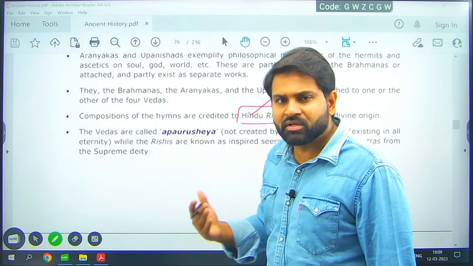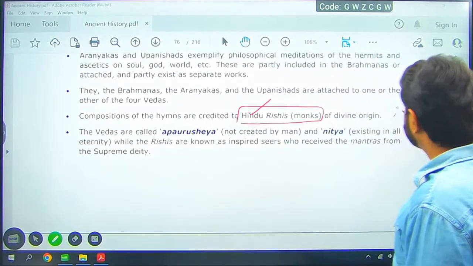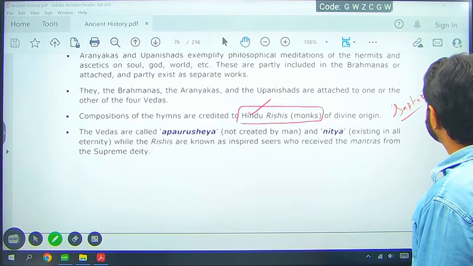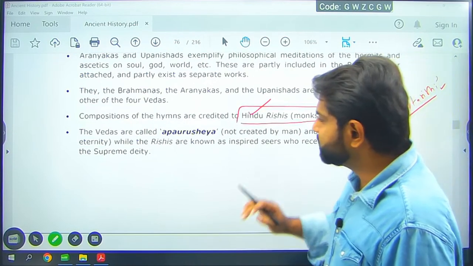you have many sages. You must have heard about the Saptarishi concept. Even in this particular budget, we spoke about the Saptarishi concept. So that is important.